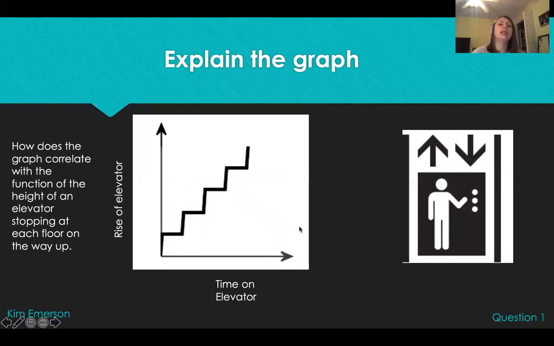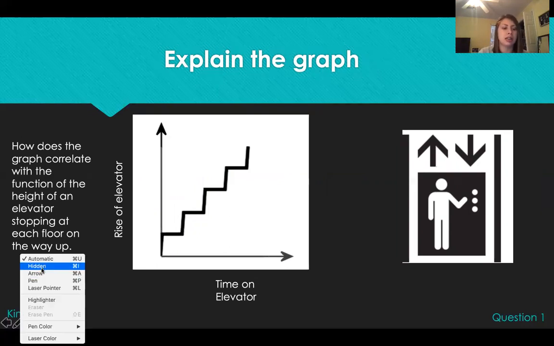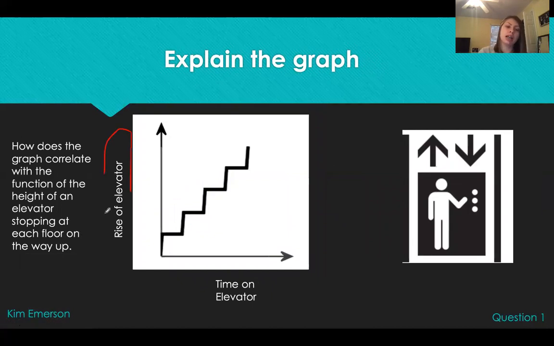So this one we're going to explain the graph. We're going to correlate the function of the height of an elevator at a stopping point, stopping at each floor on the way up. So let's take a look again. So we see we have the rise of the elevator as the y, and then the time on the elevator as the x. And that doesn't have to be necessarily on the elevator, it's just time in general. The time period it takes it to stop, either way you go, it's rising. The time is rising as the elevator rises.